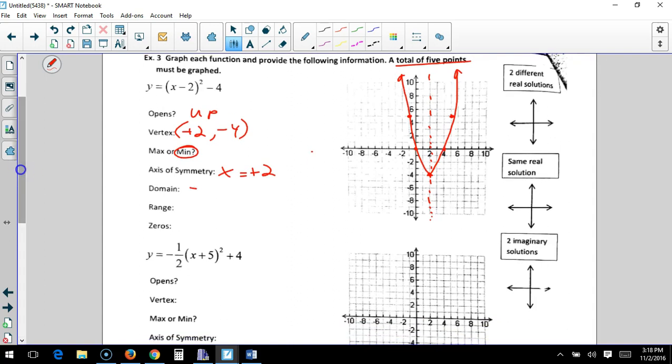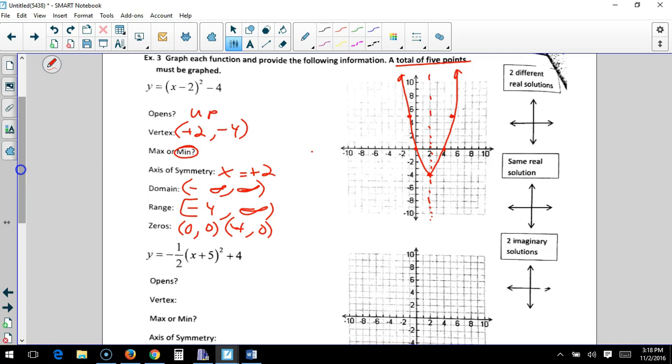Domain. Again, this isn't changing. Negative to positive infinity. The range. How low does it go? -4, inclusive. How high does it go? Positive infinity. Zeros, same thing as roots. 0, 0, and 4, 0.